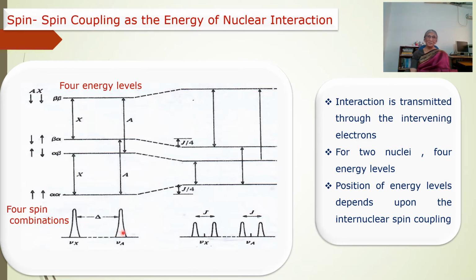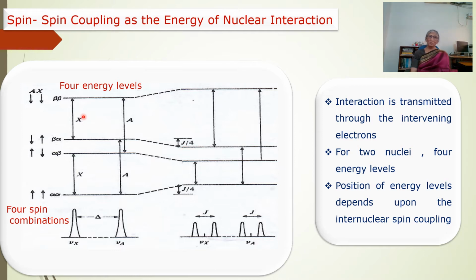Now consider nucleus A and X coupling with each other. Because of the coupling, the energy levels are changed. Energy levels alpha alpha and beta beta get destabilized by energy of J/4. And energy levels alpha beta and beta alpha get stabilized by energy J/4.